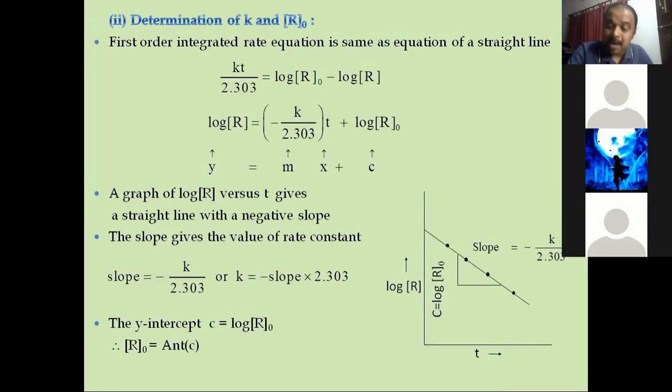We can determine the order by carrying out the reaction experimentally, then fitting into the integrated rate equation and finding out the K values. If K values are constant, it decides the order also. Okay, this is graphical determination.